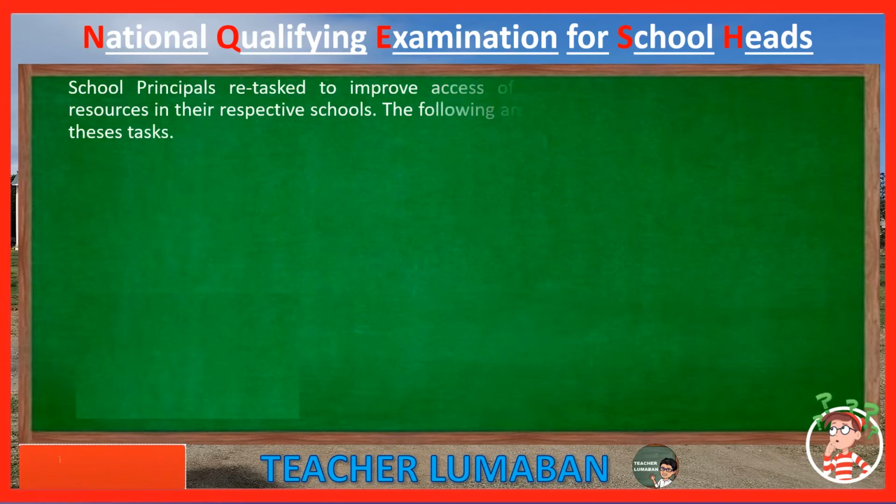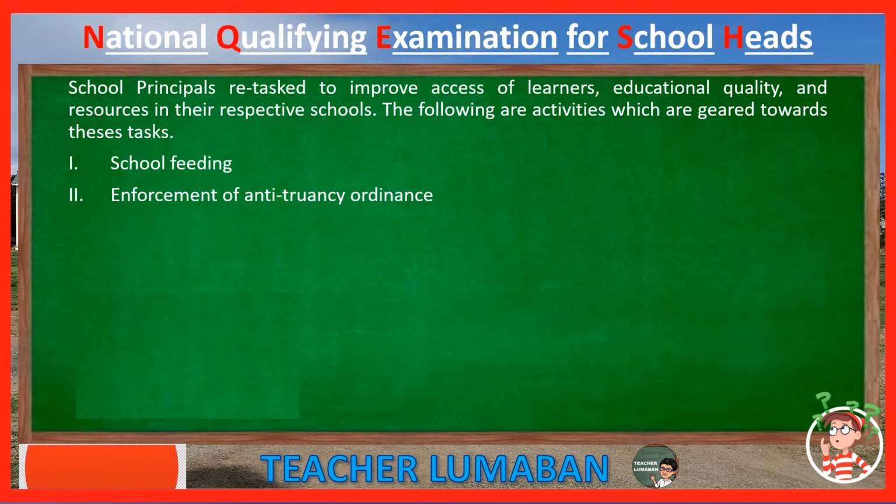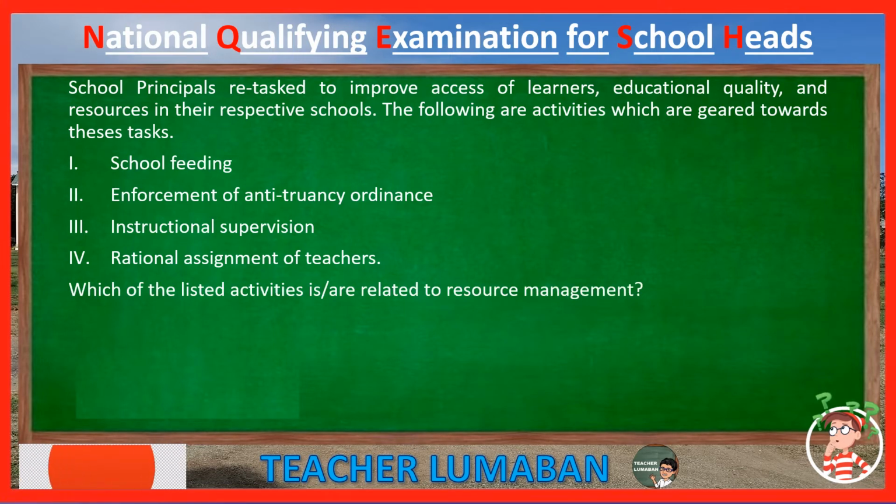School principals are tasked to improve access of learners, educational quality, and resources in their respective schools. The following are activities which are geared towards these tasks. Roman numeral 1. School feeding. Roman numeral 2. Enforcement of anti-truancy ordinance. Roman numeral 3. Instructional supervision. Roman numeral 4. Rational assignment of teachers. Which of the listed activities is/are related to resource management?